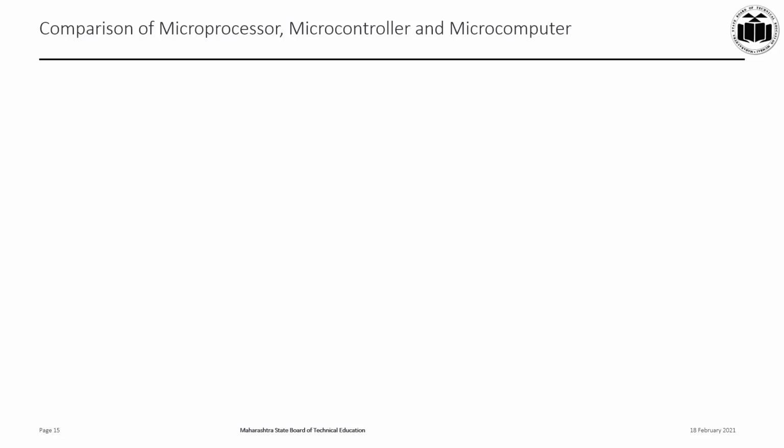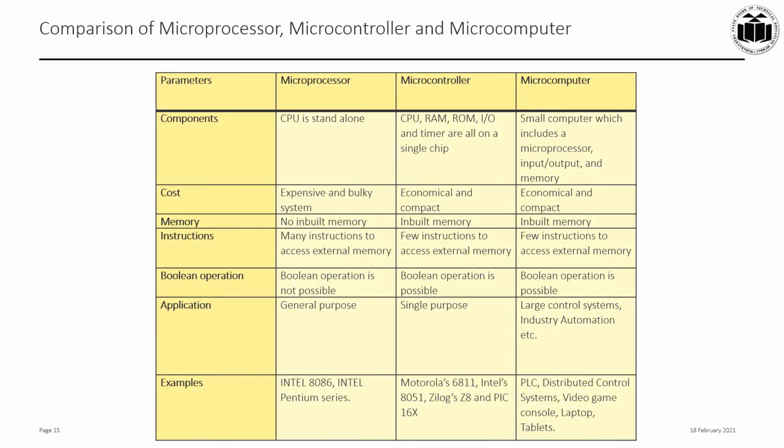Let's compare the microprocessor, microcontroller and microcomputer on various parameters. Microprocessor is a CPU which is standalone. It requires external circuitry like the RAM, ROM, IO ports, timers, etc. In case of a microcontroller, the CPU, RAM, ROM, IO and timer all are available on a single chip. Microcomputer is a small computer and it also includes the microprocessor, the input-output ports, memory all on one single chip.